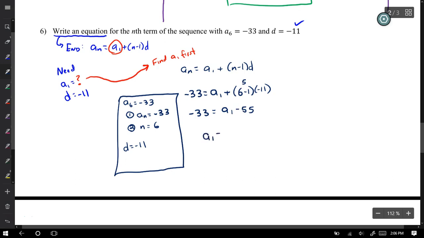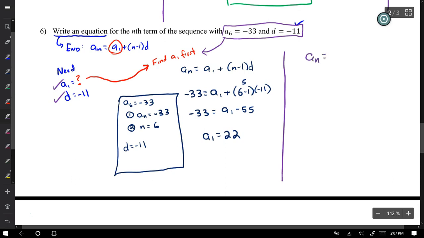So in this case, a1 is 22. So I'm not even starting with my equation. I'm using the information that was given to me to find what was missing. So I know my first term. I know my difference, so I can plug everything in.